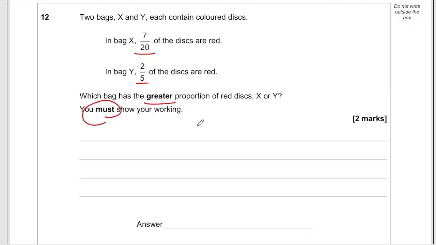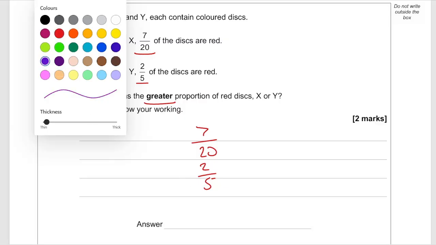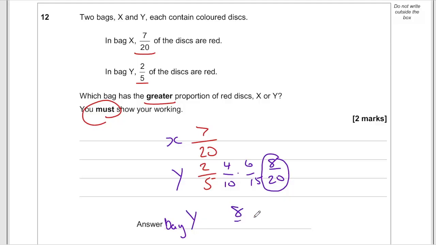So if I've got 2 fractions, if I can put them side by side and compare them, then that's going to be quite easy. But what I can see is they don't have the same denominator. So if I do some equivalent fractions with the 2/5, that would be 4/10, it would be 6/15, it would be 8/20, and you can see now bag Y has 8/20 and bag X has 7/20, so bag Y must have the most, 8/20.